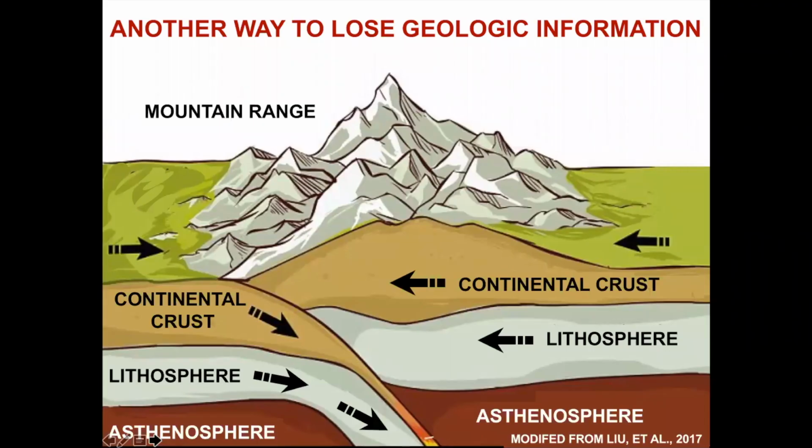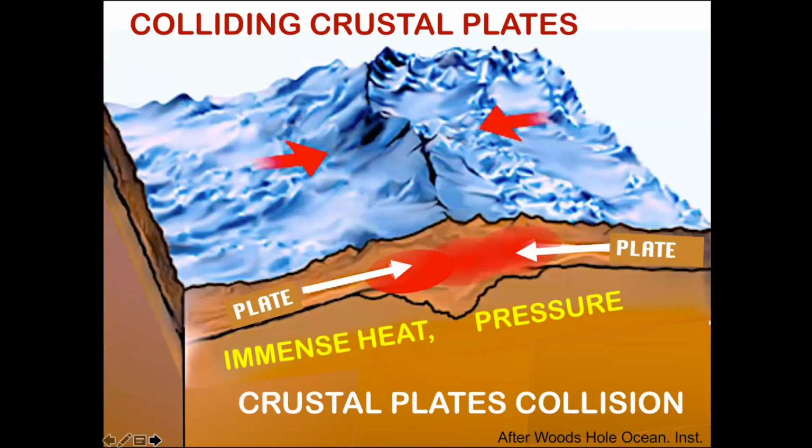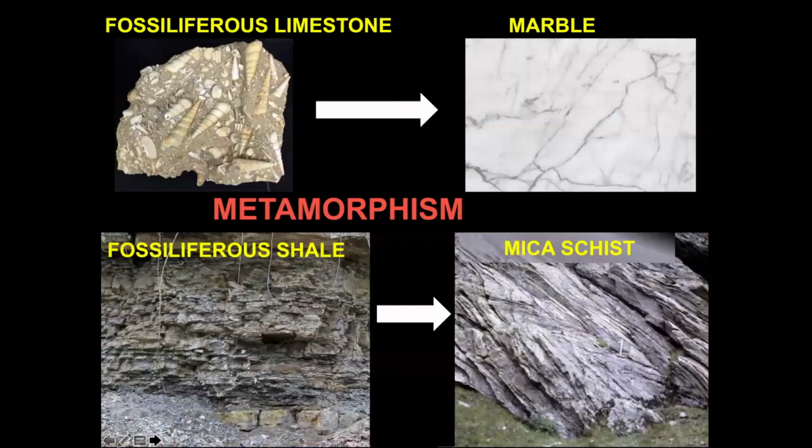But there's another way to lose geologic information, and that is when you get a collision of continental crust, because the colliding plates generate immense heat and pressure that changes the rocks completely. For example, fossiliferous limestone can end up as a marble, in which you can see basically nothing but the fact that it's made of calcium carbonate. Similarly, you can have a fossiliferous shale with all sorts of bedding features. It's converted to a mica schist, which contains none of that information.